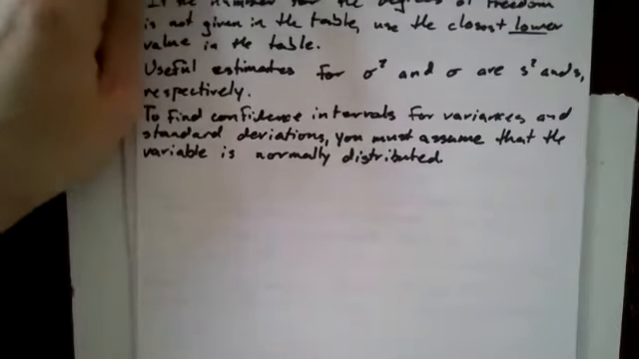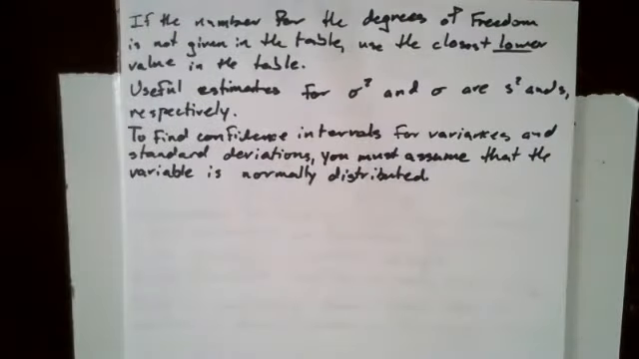If the number for the degrees of freedom is not given in the table, use the closest lower value in the table. Useful estimates for sigma squared and sigma are s squared and s, respectively. To find confidence intervals for variances and standard deviations, you must assume that the variable is normally distributed.